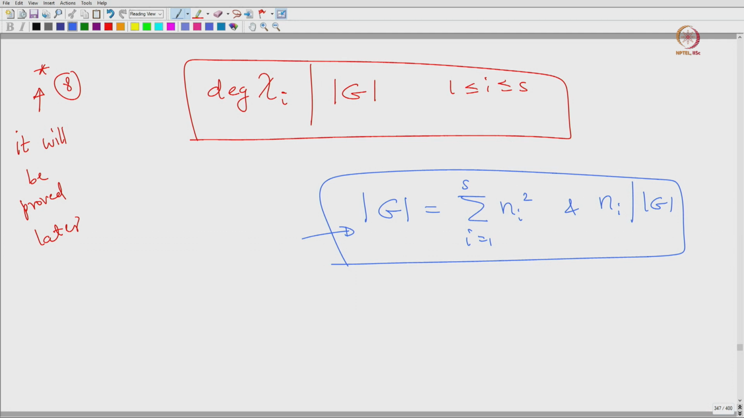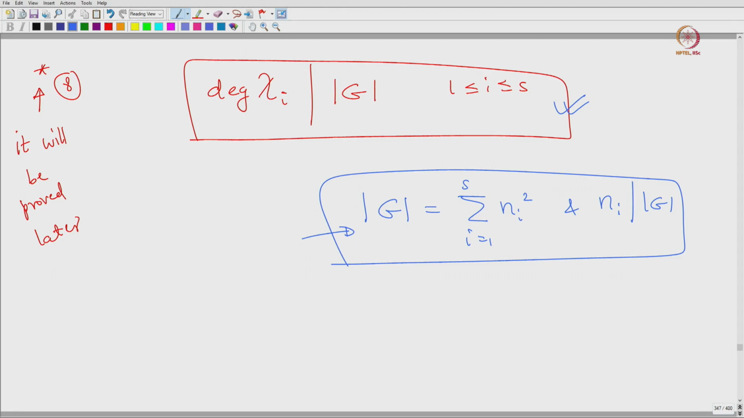But before that, let us focus on proving this. But anyway, even without proving this 8, we can again determine all irreducible representations of abelian groups. So, we can do that in a minute.